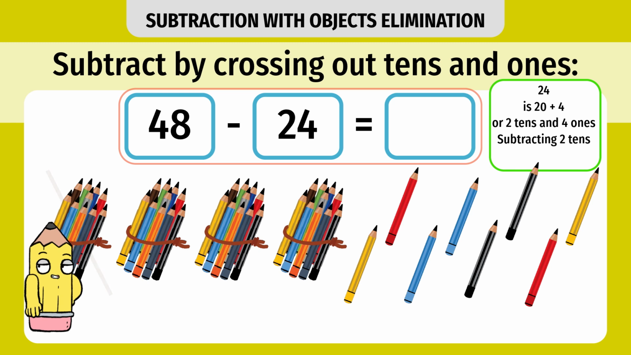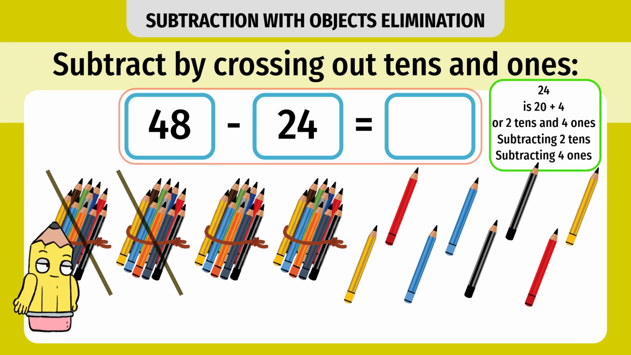To subtract 20, we have to subtract 2 tens by crossing out 2 bundles of 10. To subtract 4, we have to subtract 4 ones by crossing out 4 single pencils.